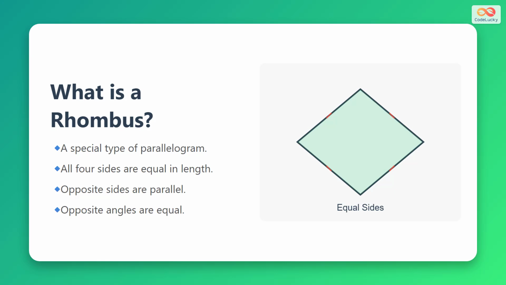First, let us quickly review what a rhombus is. A rhombus is a special kind of parallelogram where all four sides are equal in length. Because it is a parallelogram, its opposite sides are parallel, and its opposite angles are equal to each other.